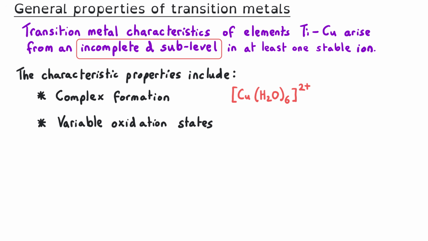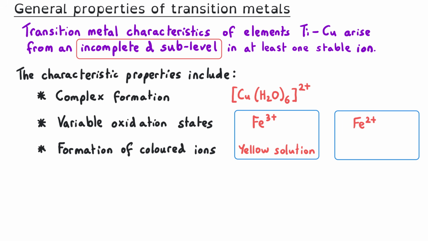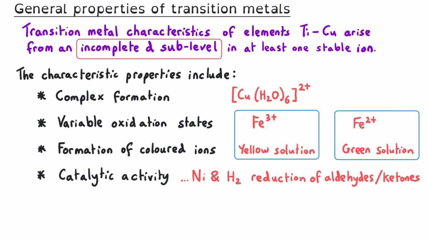For example, iron can readily form iron 3+ and iron 2+ ions. Transition metals can form coloured ions. For example, iron 3+ forms a yellow solution and iron 2+ forms a green solution. Transition metals also display catalytic activity. For example, nickel is the catalyst when hydrogen is used in the reduction of aldehydes and ketones.